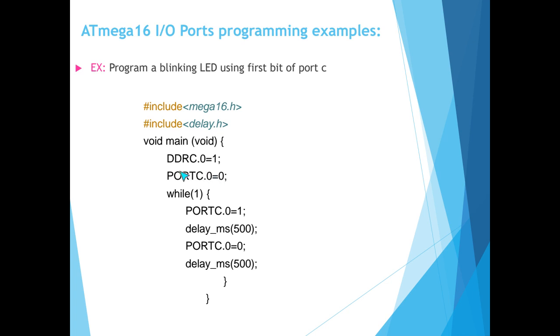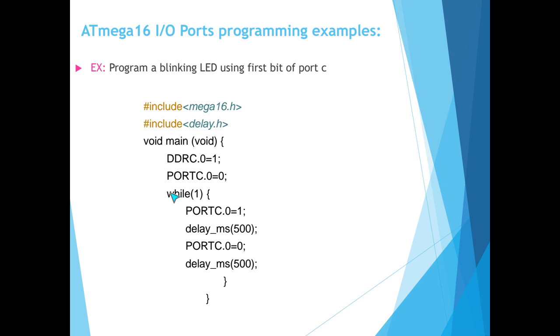What does it mean? It means that the initial value of the pin configured as output is equal to 0. If we write 1 here instead of 0 for PORTC.0, it means that its initial value is equal to 1, or in other words, it has 5 volts, meaning that the LED is turned on. So now we want to determine it as equal to 0, meaning that it has 0 volt.